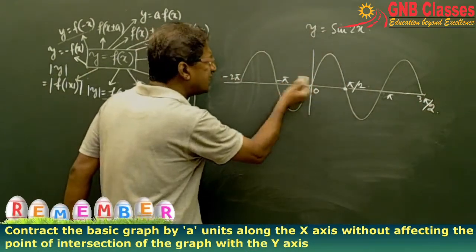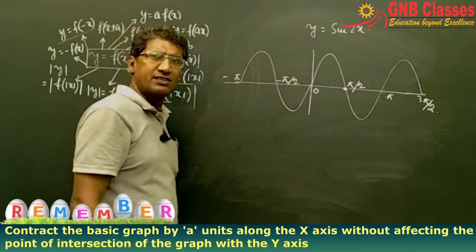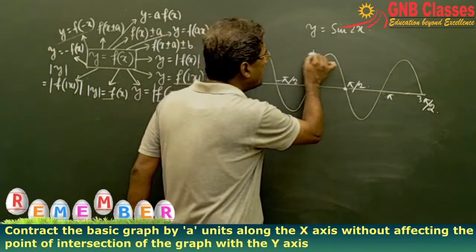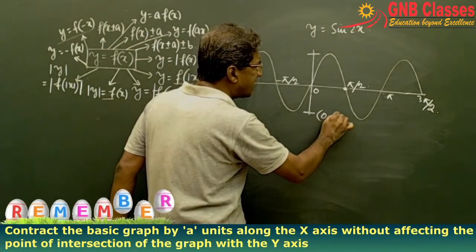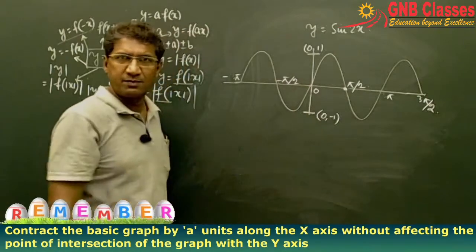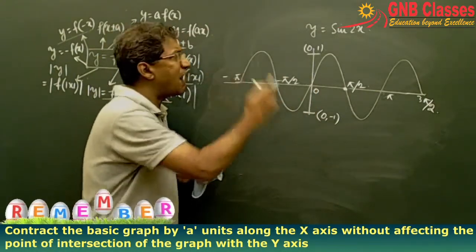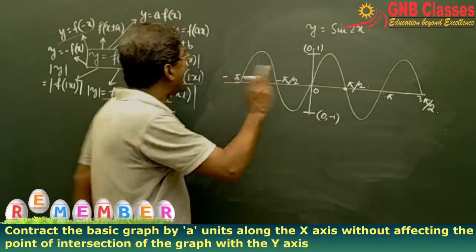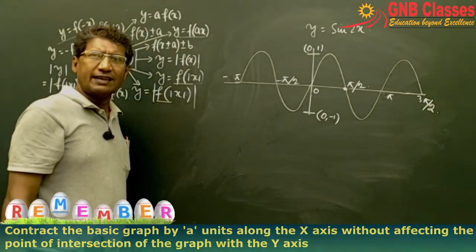In this case, it was minus pi previously. Now it will be minus pi by 2. And in this case, it will be minus pi. Is it clear to everyone? But remember, without affecting the y-axis, that is, this point was 0, minus 1. This point is 0, 1. It remains as it is in this case. You have just contracted the graph along the x-axis by 2 times. That's it. Without affecting the y-axis. That is the method of transformation of y equals f of ax. Is it clear?